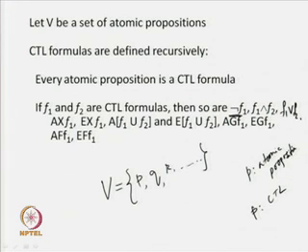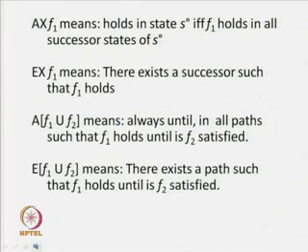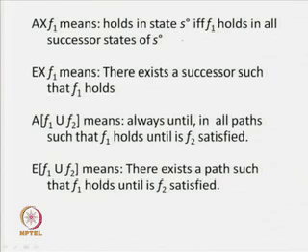Now, we will see the meaning of the temporal operators. One is A X F1. What does it mean? If we look at a particular state, it has several possibilities in the future. If in all those possibilities, in the next state, F1 holds, then we say that A X F1 holds at that particular state. That means A X F1 holds in a state S0 if F1 holds in all successor states of S0.